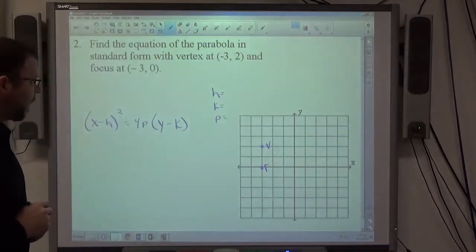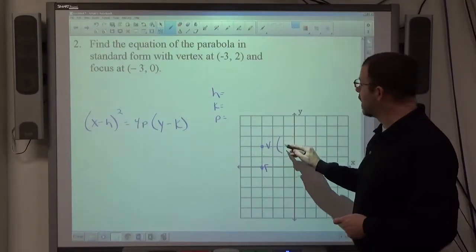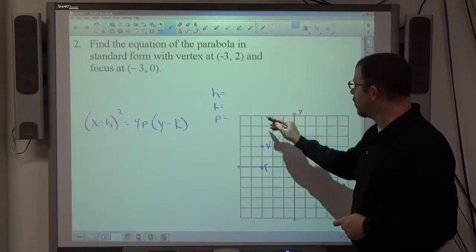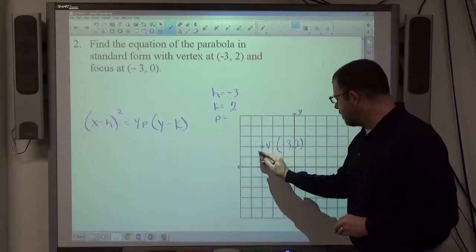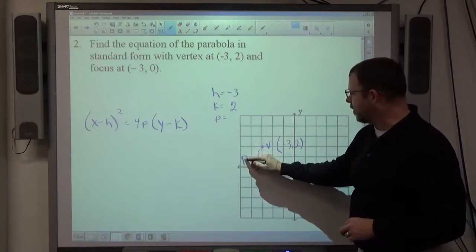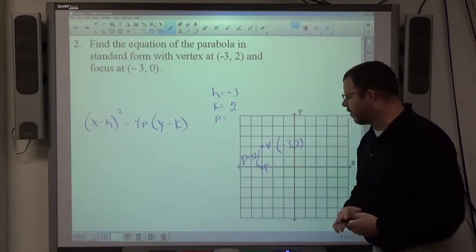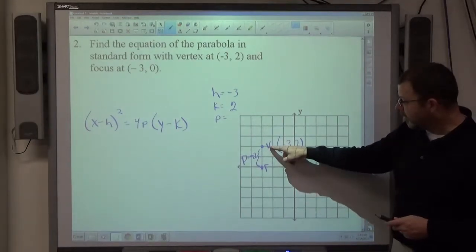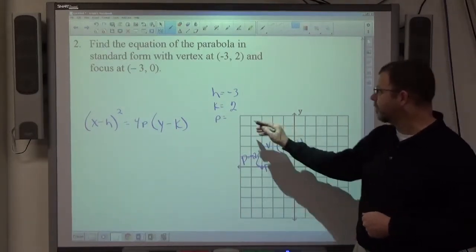H is the x coordinate of the vertex, k is the y coordinate of the vertex. They gave me the vertex as negative 3, comma 2, so they told me h is negative 3, k is positive 2. And the focus, the distance from the vertex to the focus is p, so p is equal to negative 2. Directional distance there, be careful. We're always going from the vertex to the focus. We're going down 2 spaces, so negative 2.